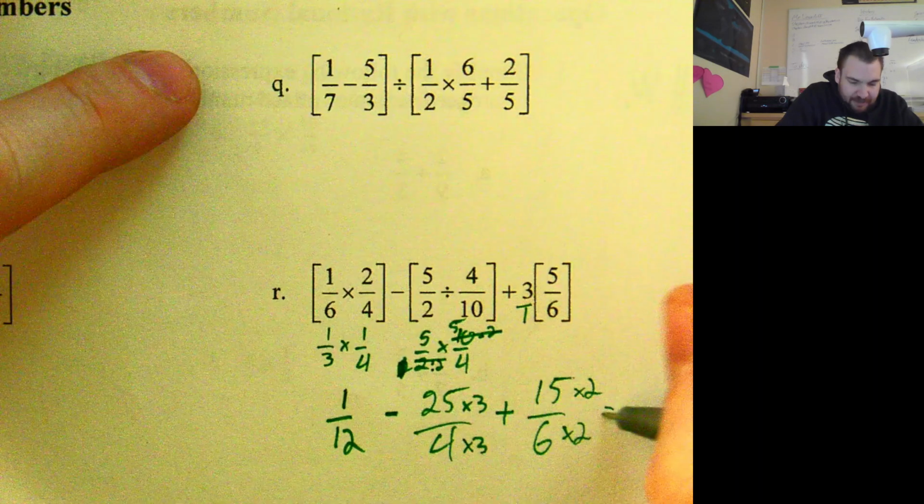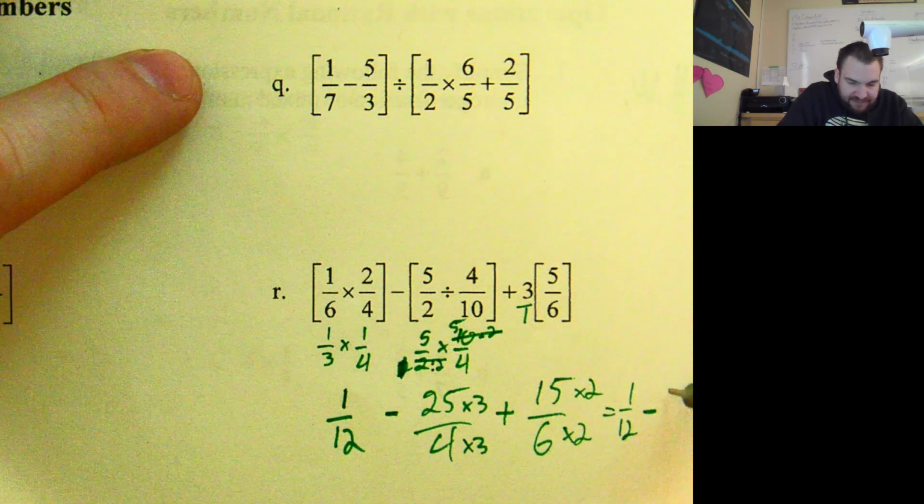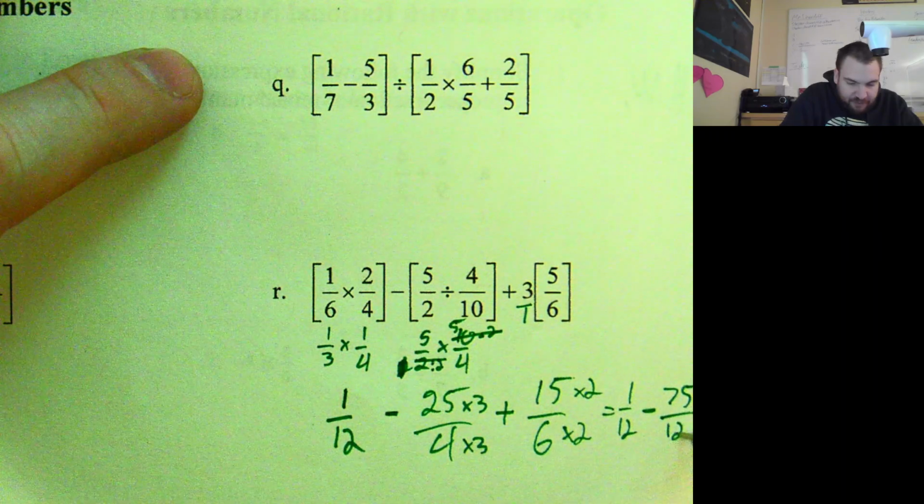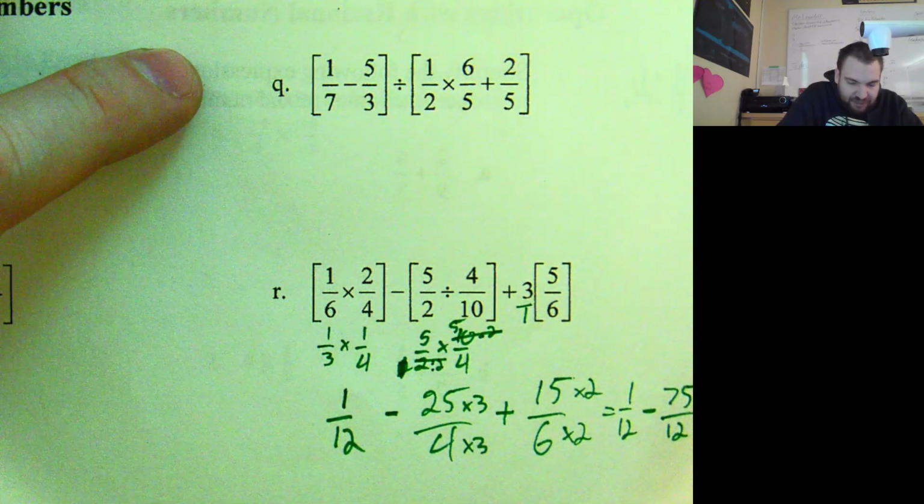So this is going to become 1/12 minus 75/12 plus 30/12.